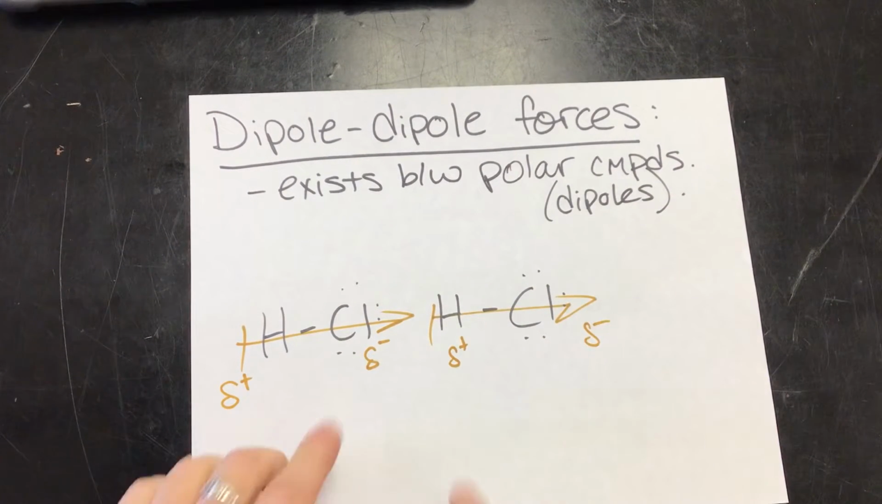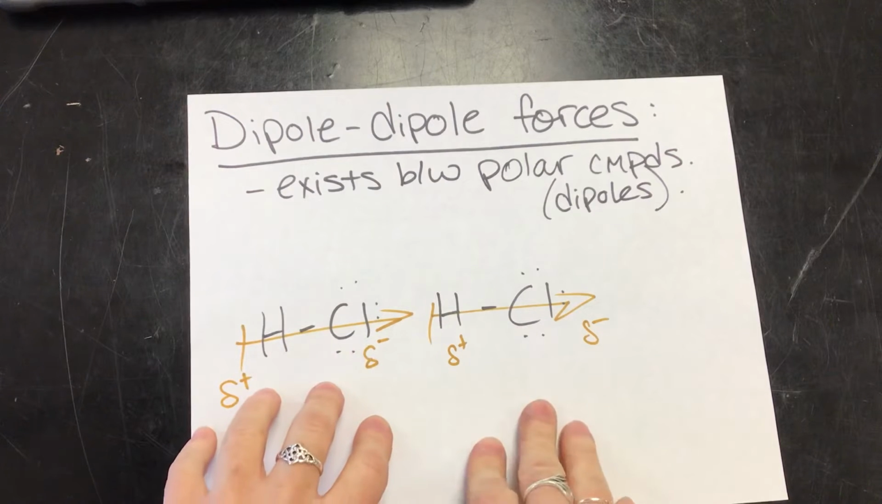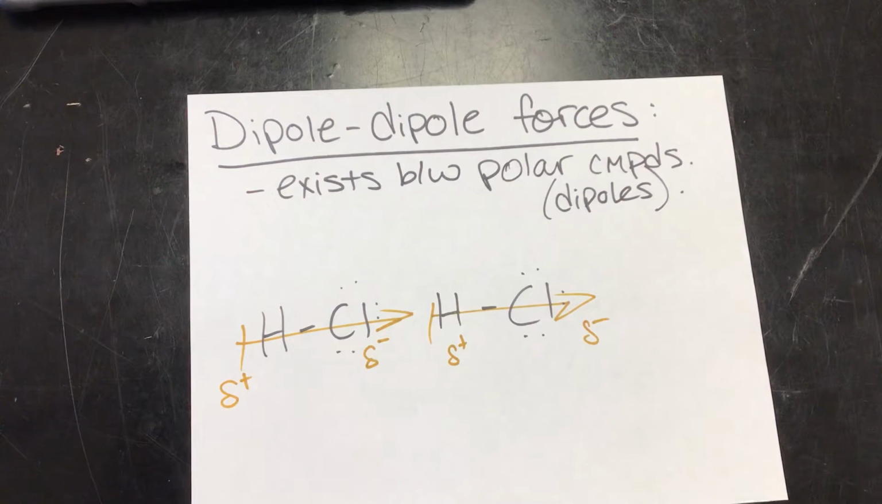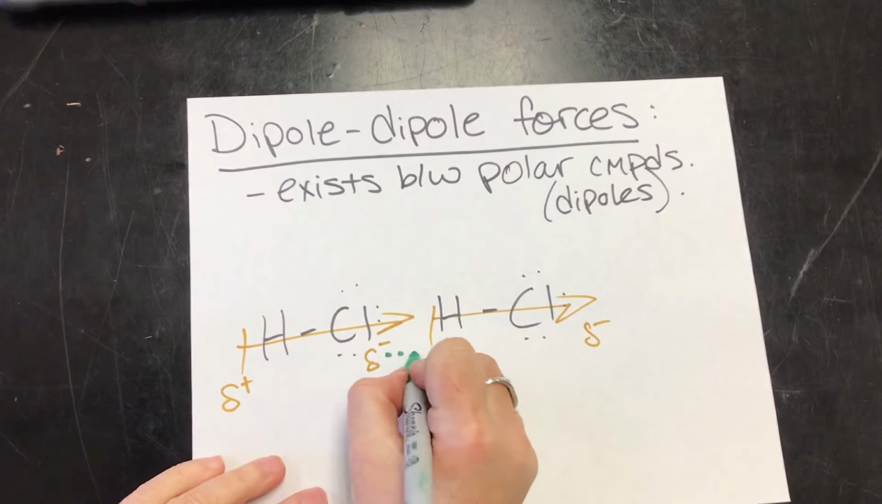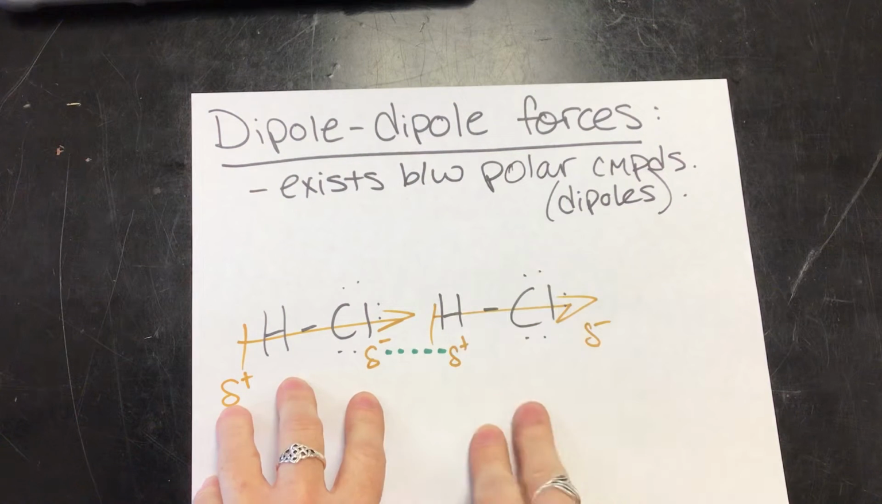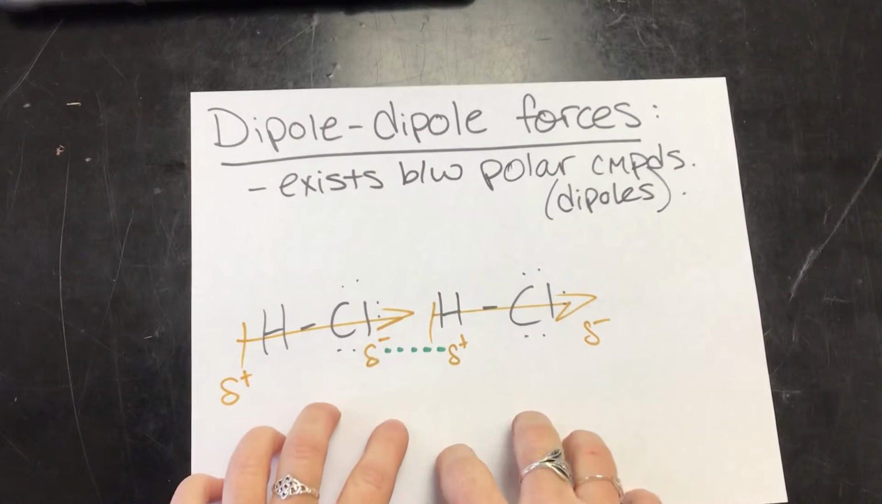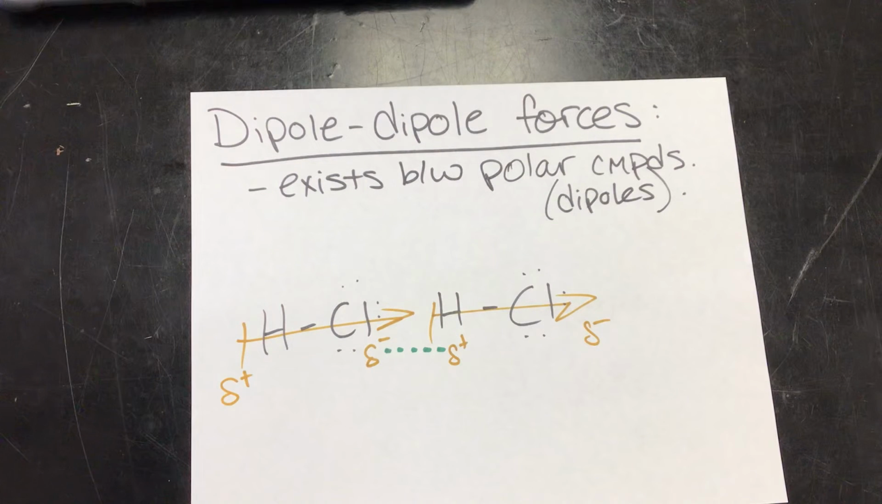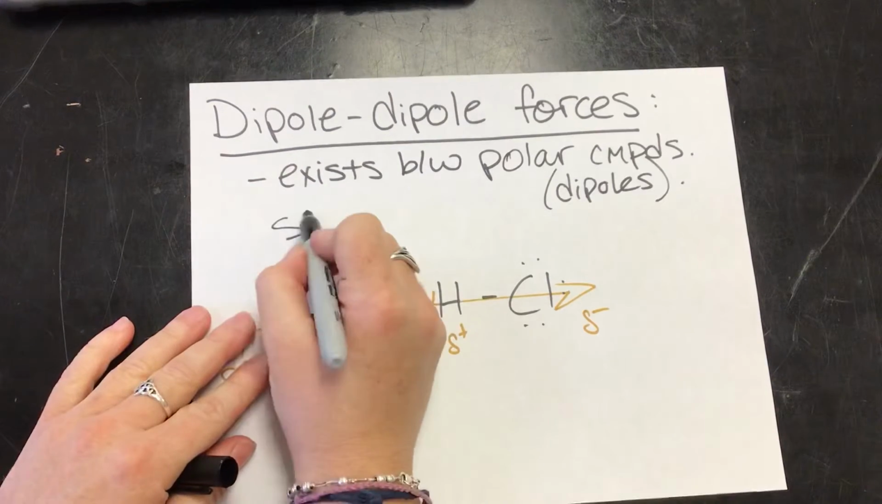Now, because of this, when these two molecules get near each other, there ends up being a force of attraction between the partial negative side of one molecule and the partial positive side of another molecule. So because these are not temporary dipoles, because they naturally exist this way, it is definitely a stronger intermolecular force.